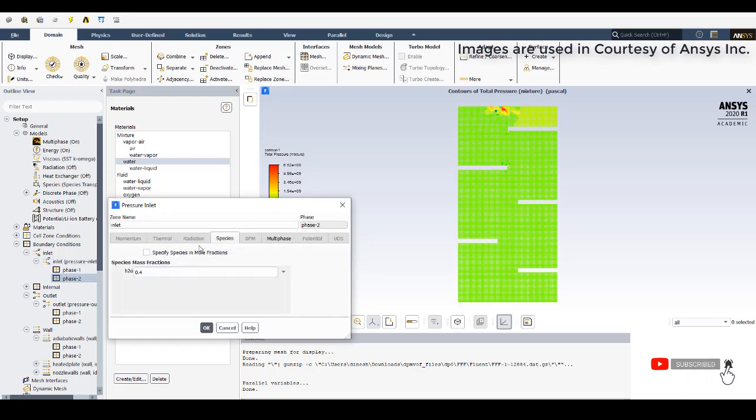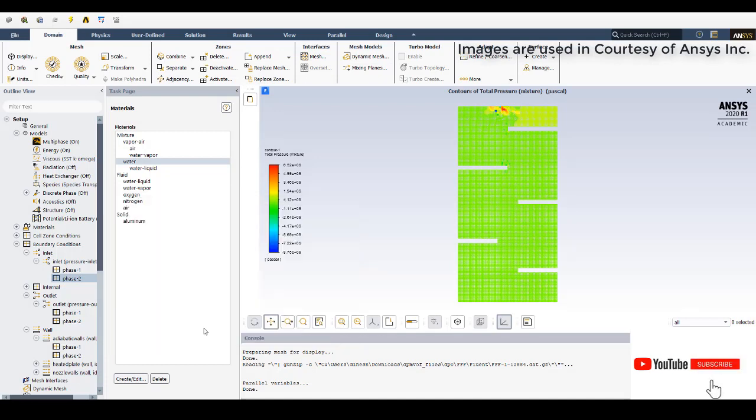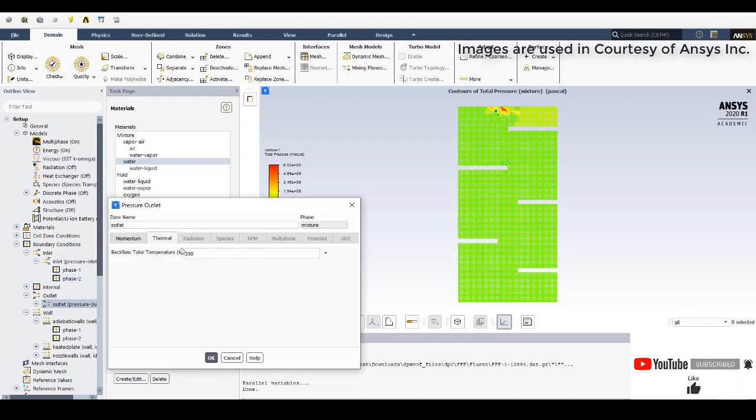Next go to phase 2, with the multiphase fraction as 1. So the only phase coming out from the inlet is the second phase, that is what it means. In the species, mention 0.4 as the vapor fraction, click OK. Similarly, go to outlet pressure, the temperature is 300, click OK.